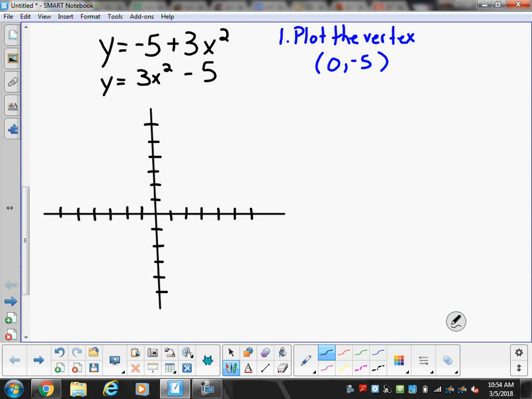Now, with this one my graph may not be quite big enough height-wise, because you start kind of multiplying by 3. Remember, that's going to make the graph a little skinnier, but it's also going to make the points go up a little higher. So we'll have to see as we go through in a second. All right, so my vertex is 0, -5. It's going to be right there.